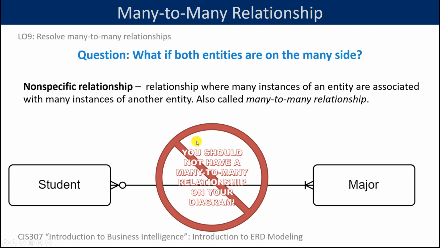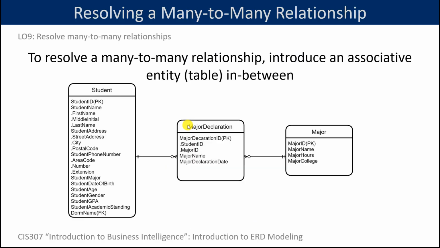If you do have a situation where a many-to-many or non-specific relationship arises on your ERD model, what you need to do is resolve it by introducing an associative entity in between. And we're going to talk more about it in a second. So once again, to resolve a many-to-many relationship, you need to introduce an associative entity or table in between these two entities. So in our case, we have two entities in a non-specific many-to-many relationship: student and major. One student can be in zero or many majors, and one major can be populated by zero or many students. It's a many-to-many relationship, and we need to resolve it by introducing an associative entity in between.